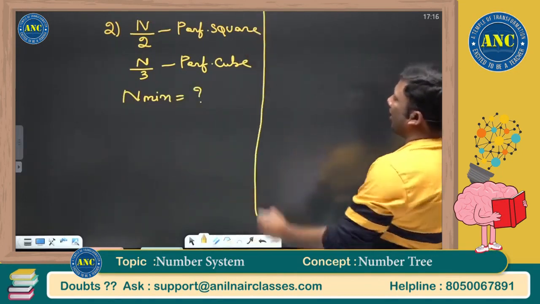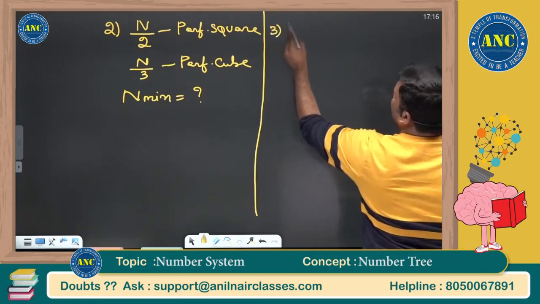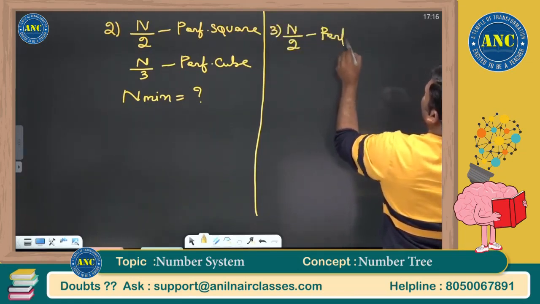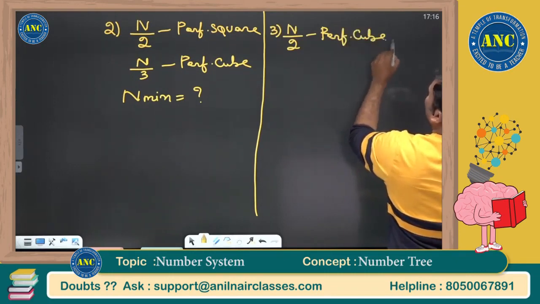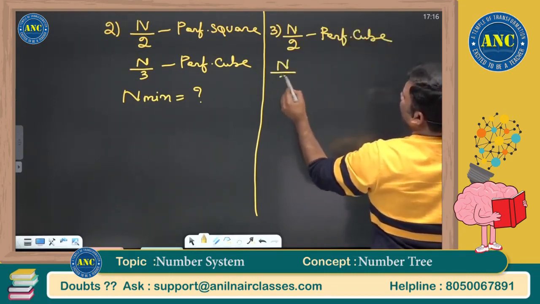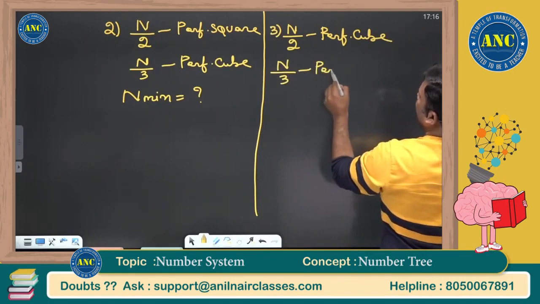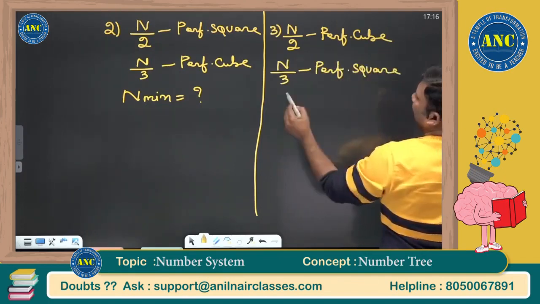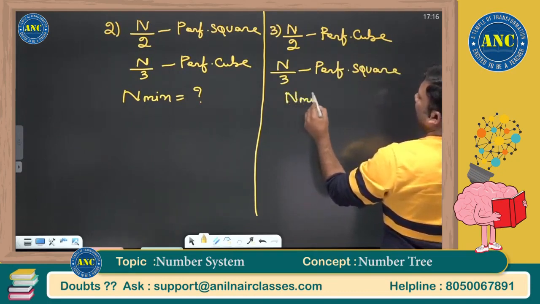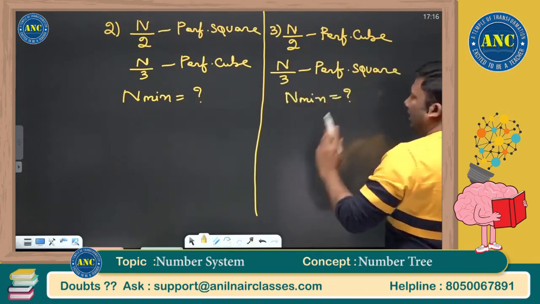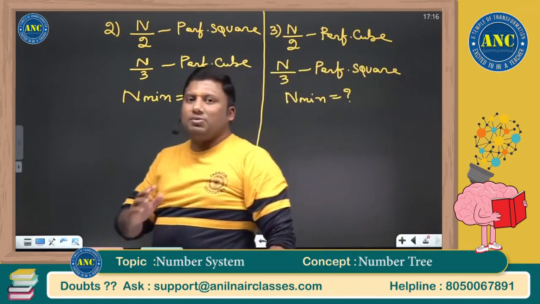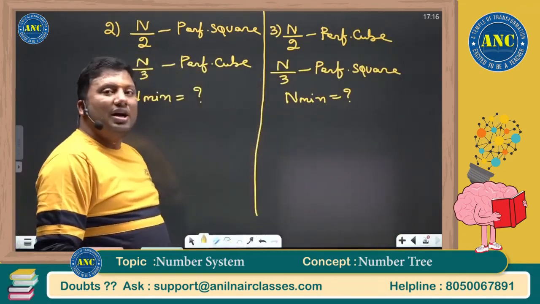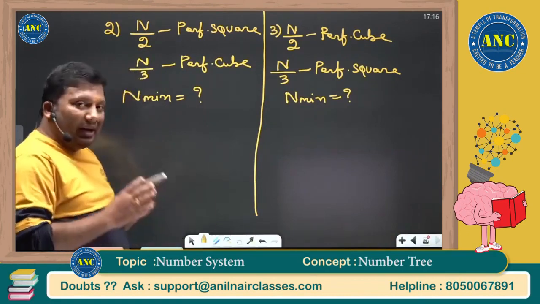The same question can also be asked like this: n by 2 is a perfect cube, and n by 3 is a perfect square. Find the minimum value of n. Third question also, the same steps you can do. Either you can do it by using substitution or you can go with the mathematical expression.